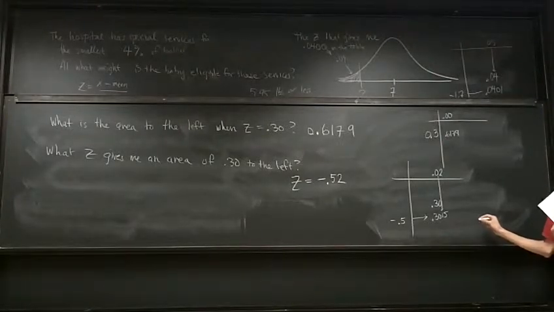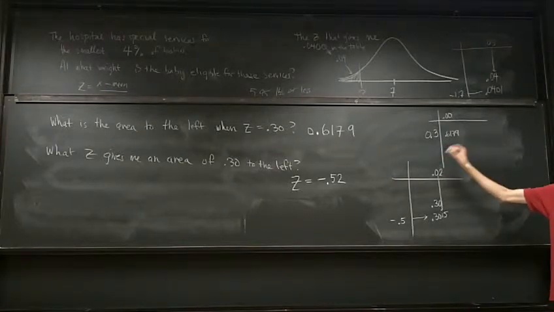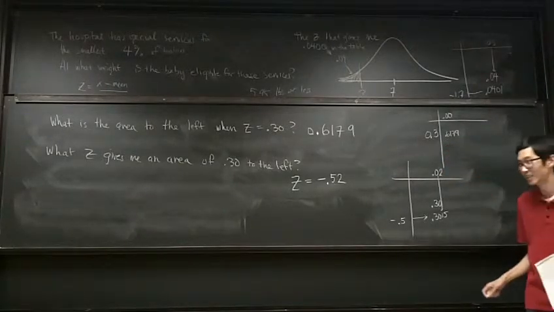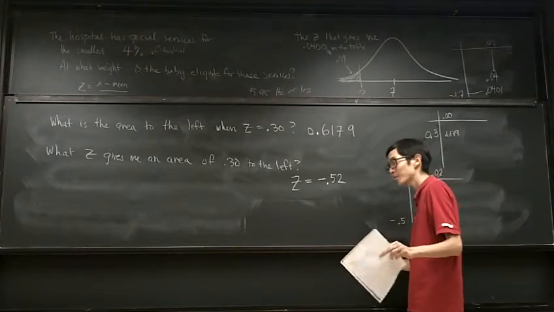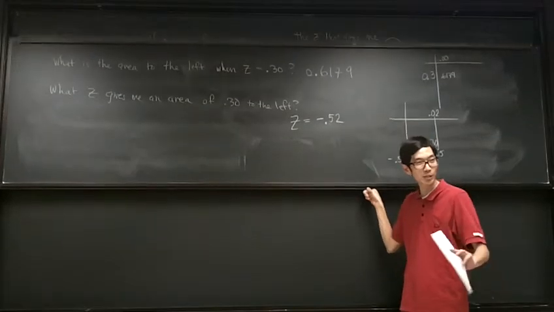Z equals negative 0.52. These are the correct answers, I'm just telling you. So if you're not getting these, should we try another one then? Yes. Okay. We're taking a little bit too much time on this.